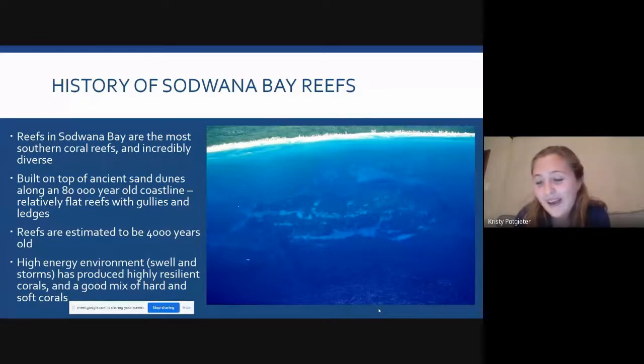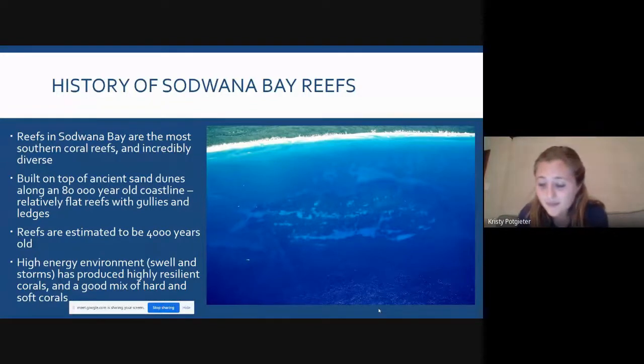But yeah. So the reefs in Sodwana are estimated to be around 4,000 years old, okay? And it's a very high energy environment. Again, for those of you who have dived in Sodwana, you know that we experience swell and storms and strong currents and all of that kind of thing. So that high energy environment has actually produced very resilient corals, okay? And we're lucky that we also have a really good mix of hard and soft corals, which is really, really nice.